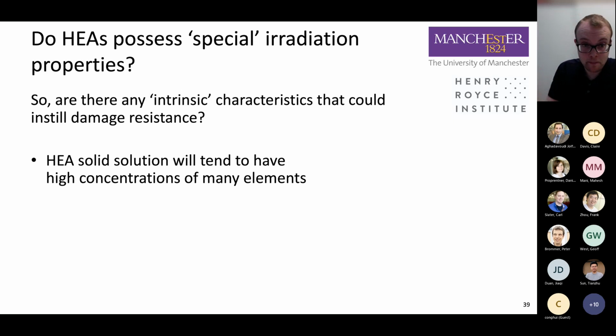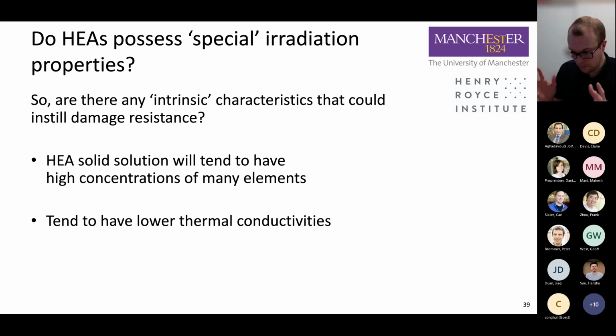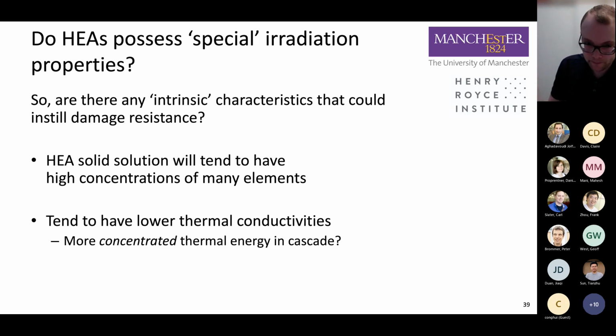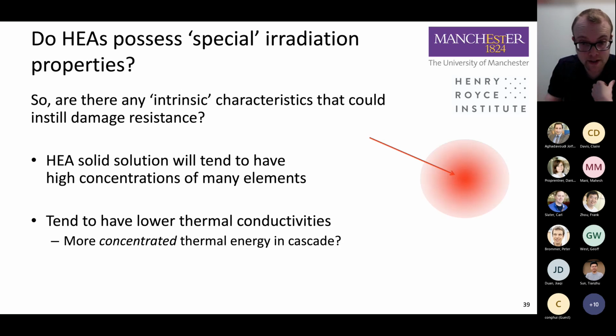High-entropy alloy solid solutions tend to have high concentrations of many elements. We know that's what high-entropy alloys are all about. But this means that, sometimes a good thing, sometimes a bad thing, they tend to have lower thermal conductivities. So the question is, if they do have lower thermal conductivities, does this mean that when we fire our neutron or proton into the material and create that damage cascade, the thermal energy gets concentrated in that cascade for a longer period of time over a smaller volume? That means there's more time for irradiation defects to recombine.